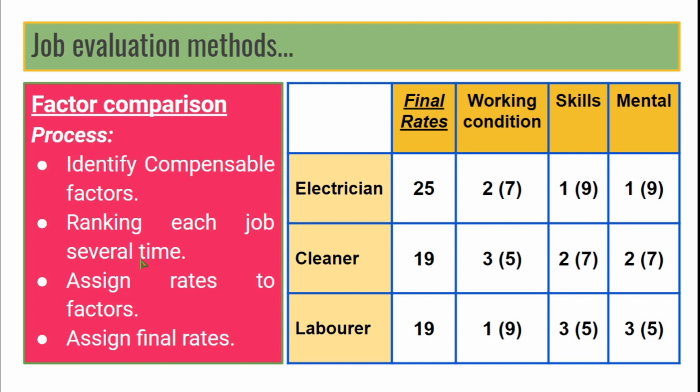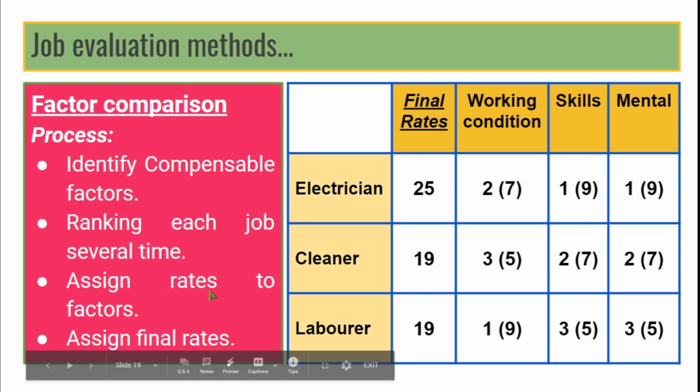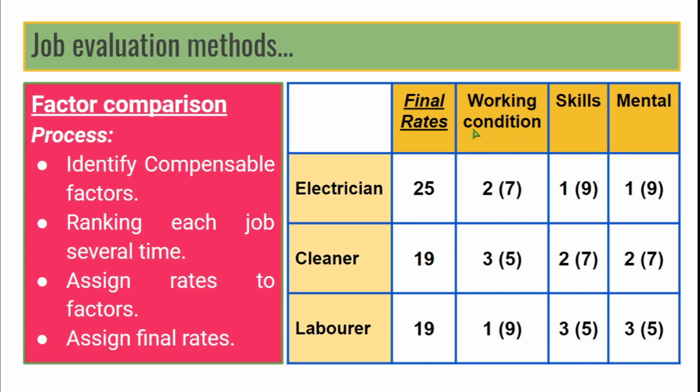Okay, for example, we may rank the job on a compensable factor like working condition, and in the second step we may rank it a second time on a compensable factor, let's say skills, and so on. At the third step we attach these rankings with different rates. Okay, to understand, let's kindly look at the figure on the right. Here we have considered 3 compensable factors, namely working condition, skills and mental ability required for doing a job.